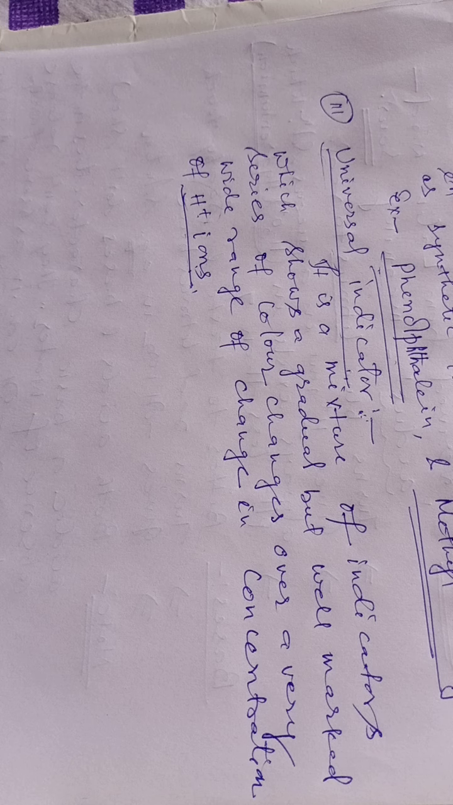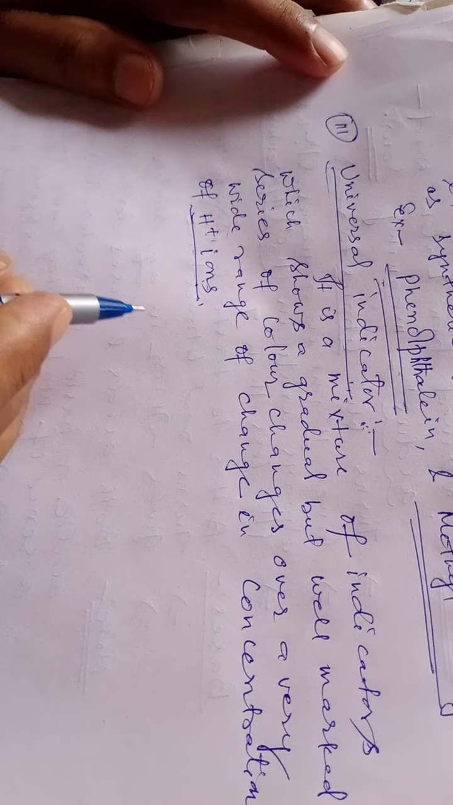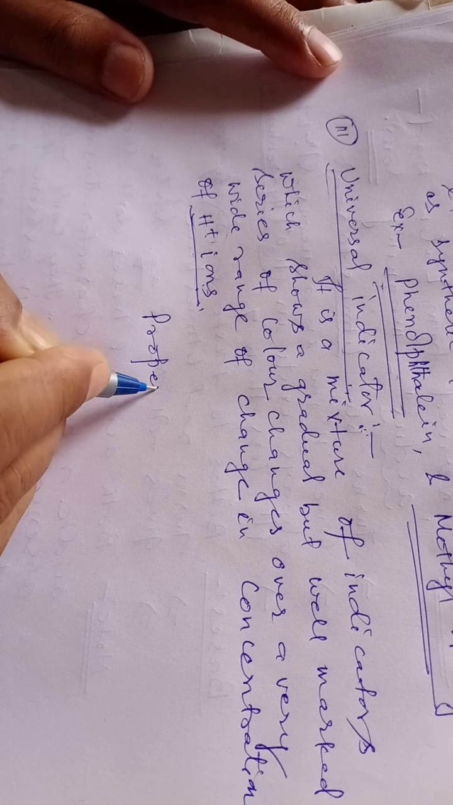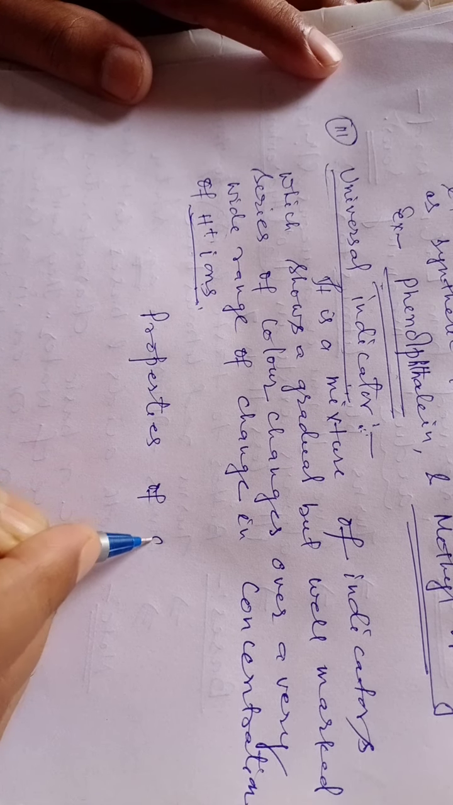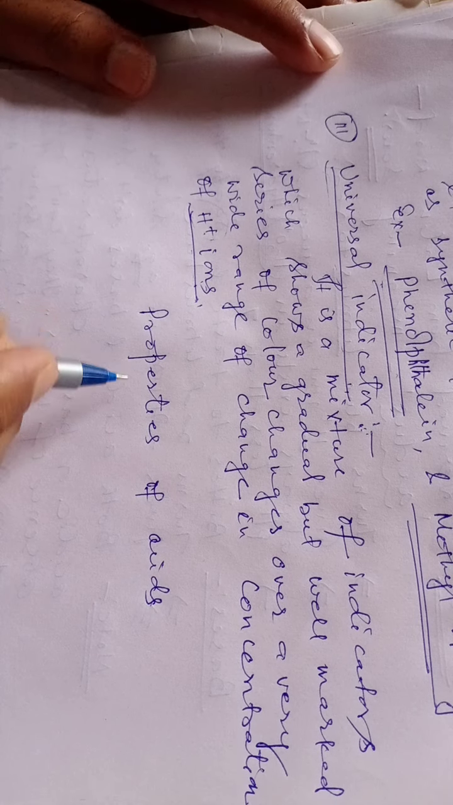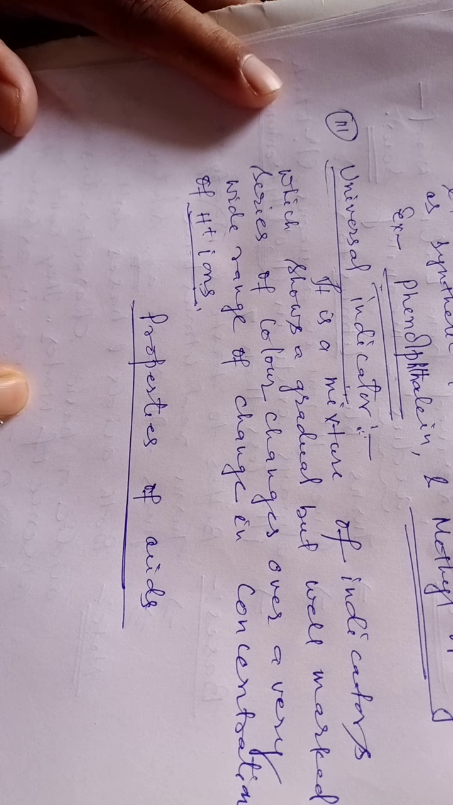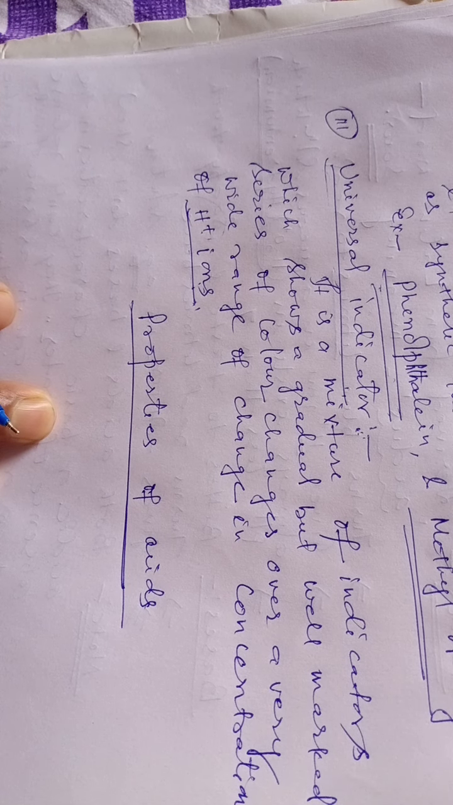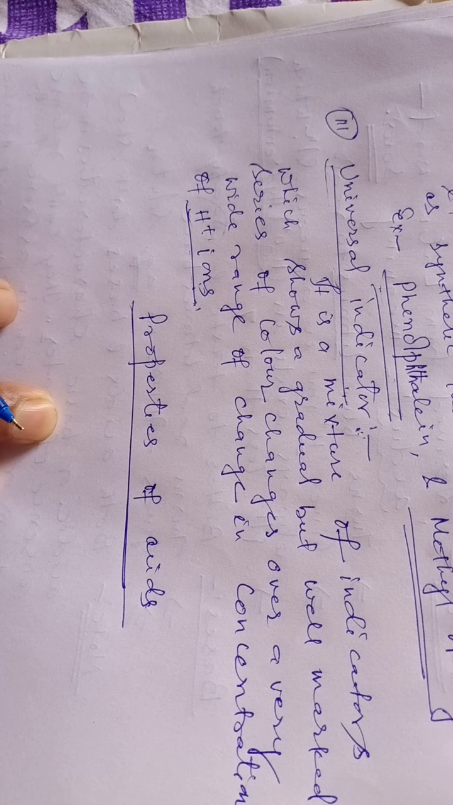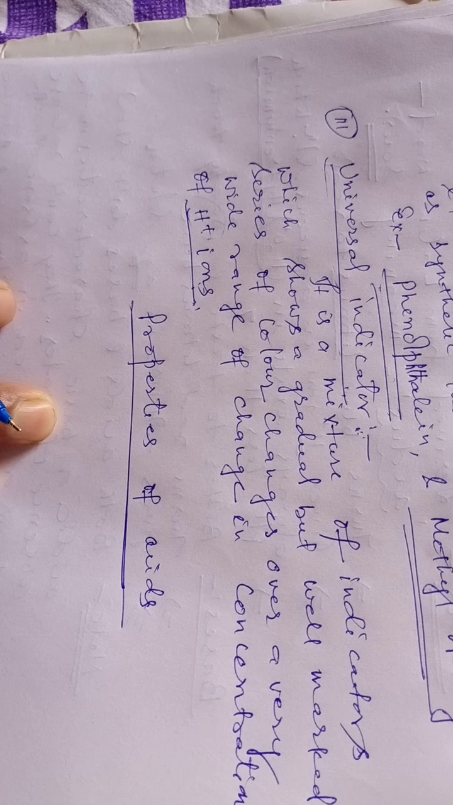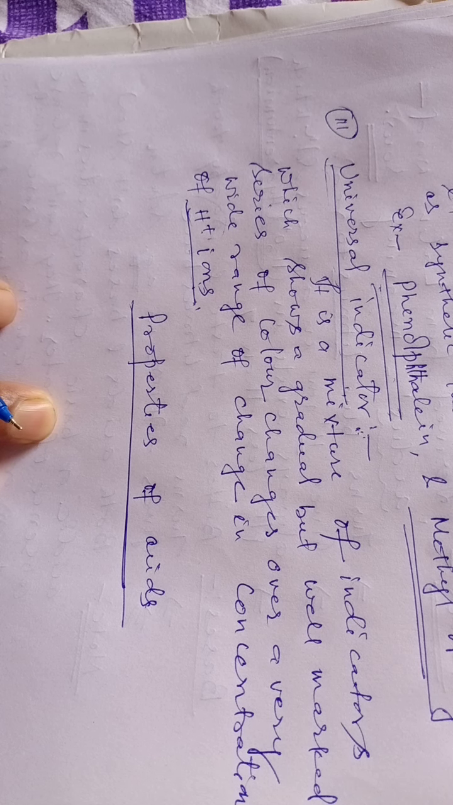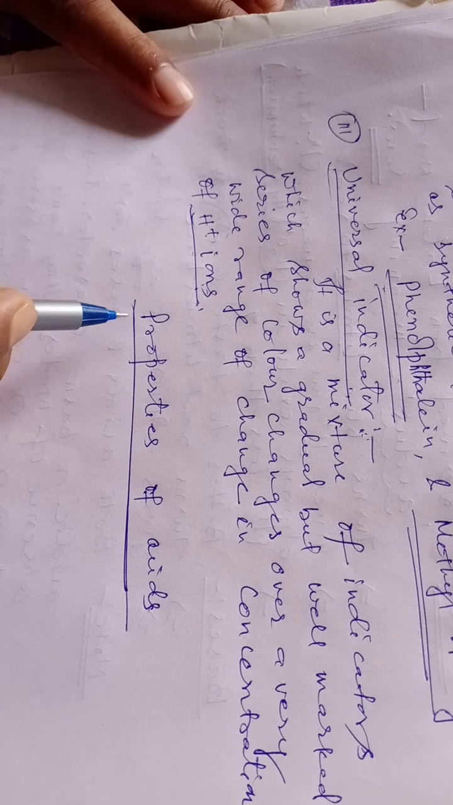Now, the properties of acid. As you already studied the taste test, acids generally taste sour. They dissolve in water to release hydrogen ions. Acid turns blue litmus red. Phenolphthalein gives no color, and with methyl orange it gives a red color. Now these are the physical properties.